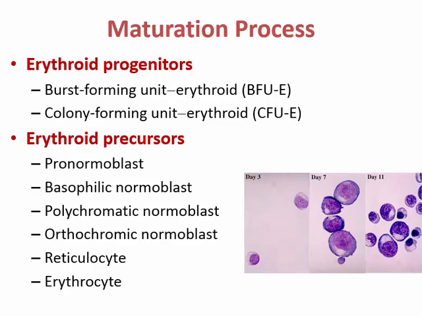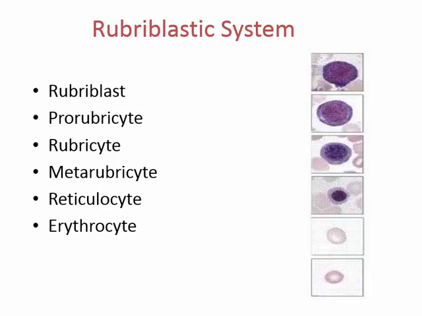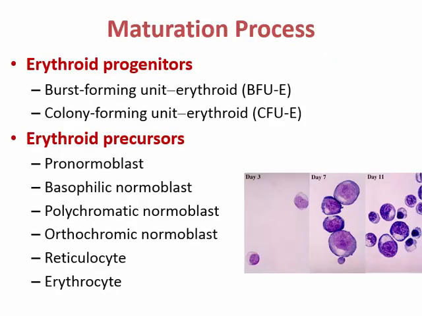We cannot identify these under the microscope at this stage, but the next stage after the CFU-E is going to be the pronormoblast, that stage that I showed you up here. That's going to be the next stage after the CFU-E, that you can look at and you can identify. All right. So there's a process.